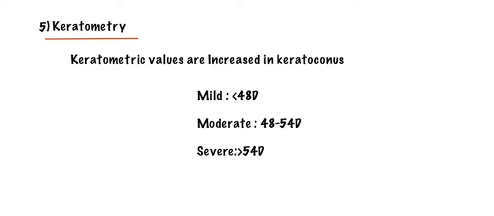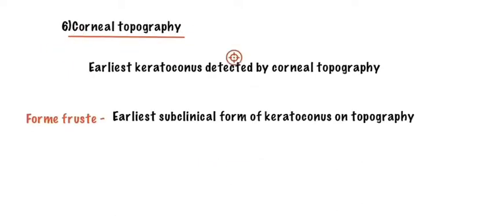So the normal, you have to know, the normal keratometric value is 45 diopter. So above 45, that is below 48 and above 45 is mild. That comes moderate and severe keratoconus. Then there is corneal topography.